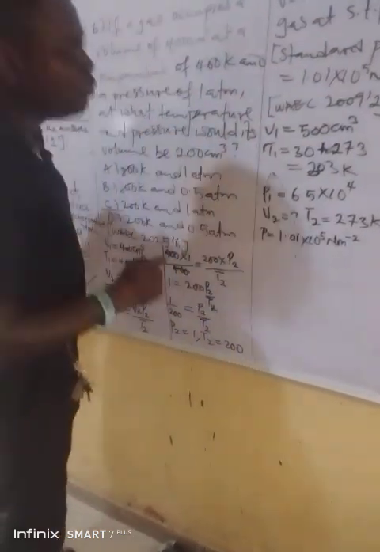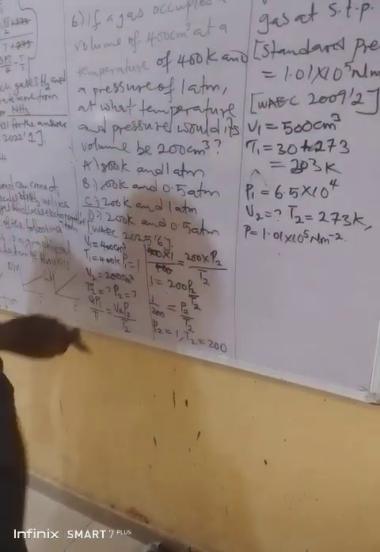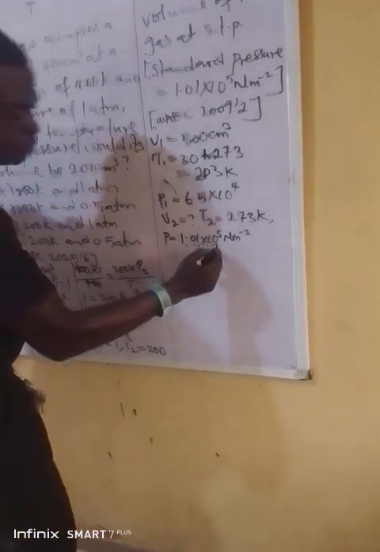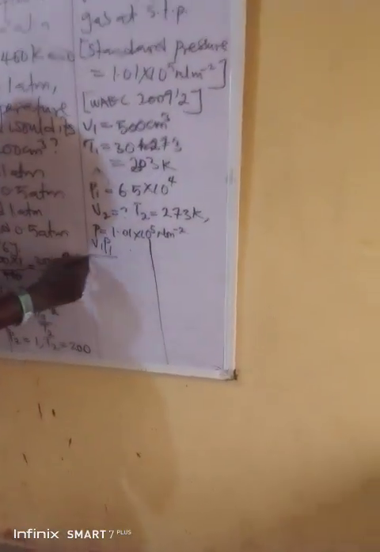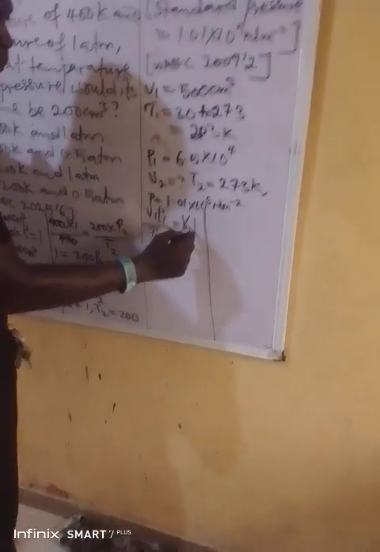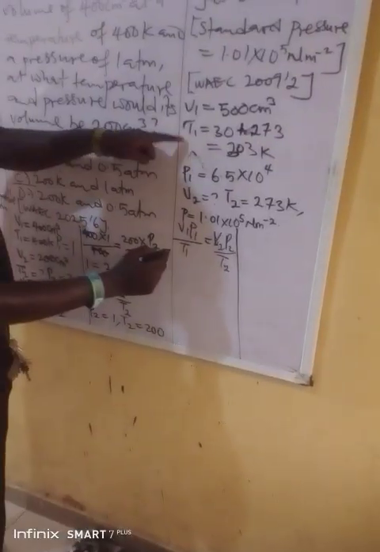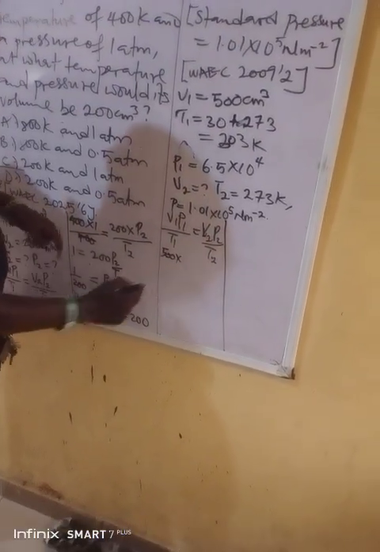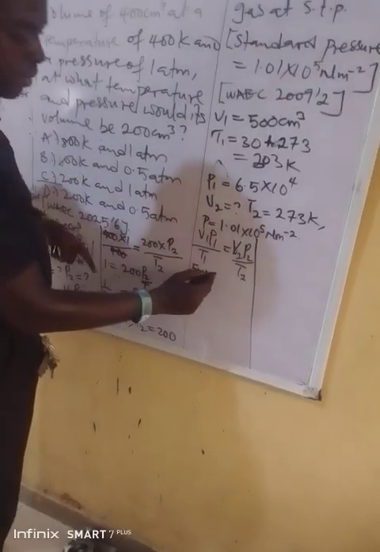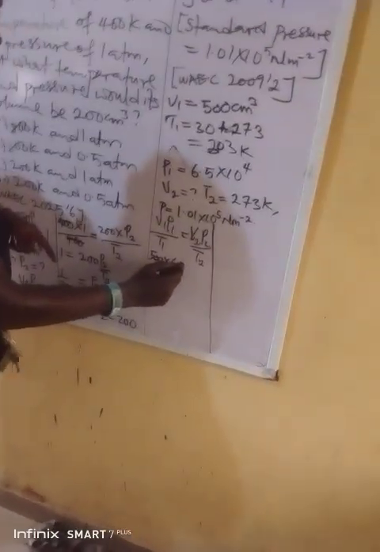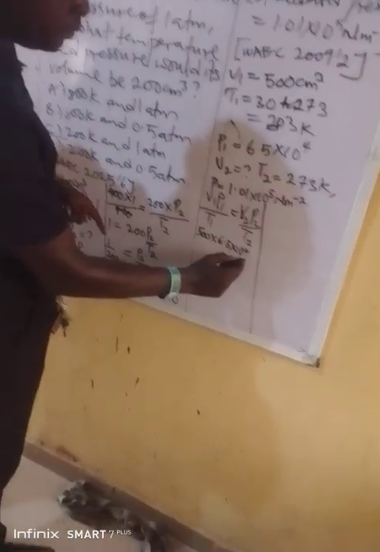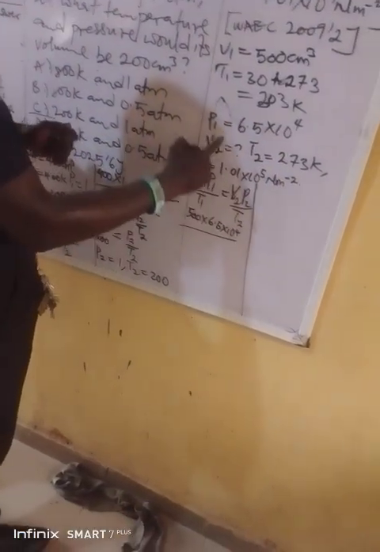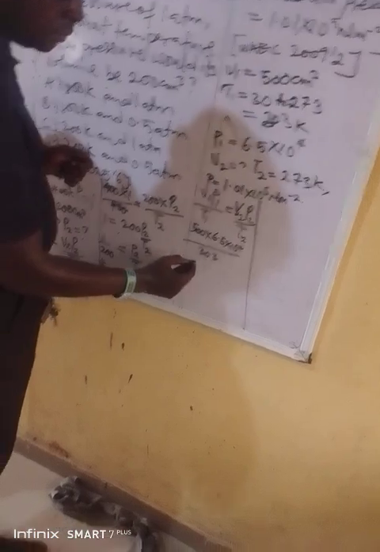Now, our formula is what? Is it Boyle's law or Charles' law or general gas? General gas. So we have V1 P1 over T1 equals V2 P2 over T2. So my V1 now is what? 500. What is my P1? 6.5 times 10 to the power 4 over what's my T1? Now is equal to, what's my V2? I'm looking for it.